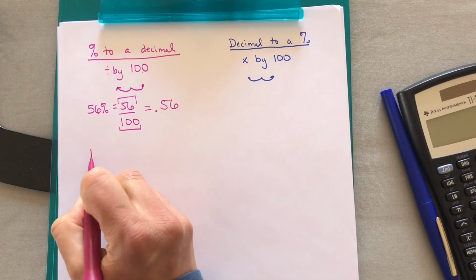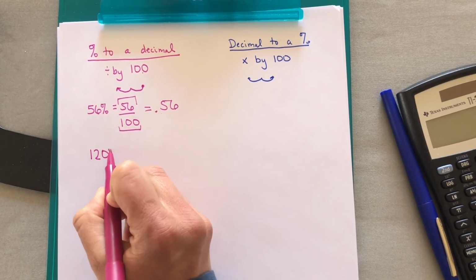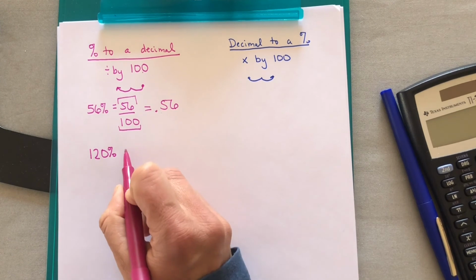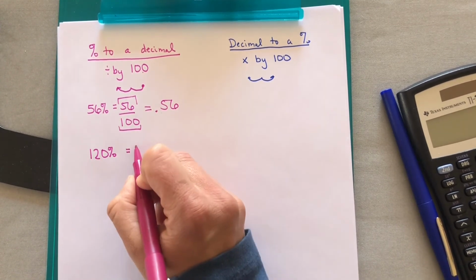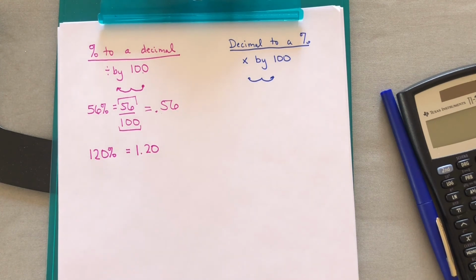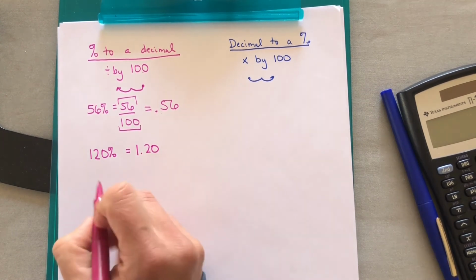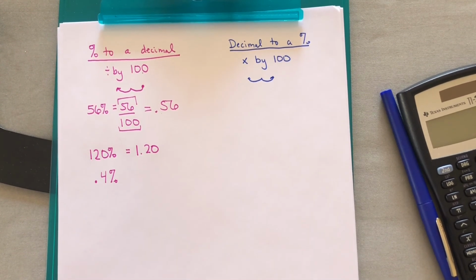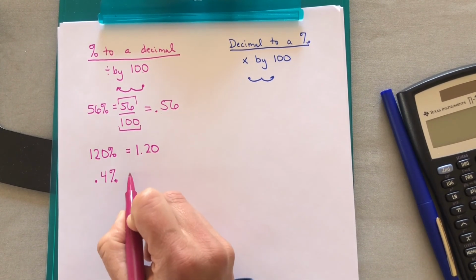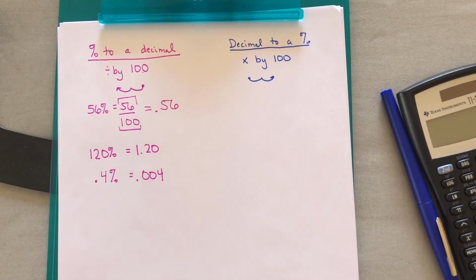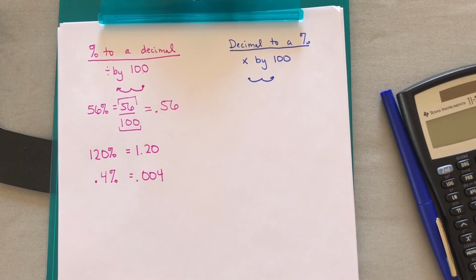This is also the case if we have a percent that is greater than 100. We still follow the rule, dividing by 100. So 120% would be equal to 1.20. Even if we have a percent that is less than 1, so let's say I have 0.4%, I still follow the same rule, dividing by 100, move the decimal 2 places to the left. So that would be equivalent to 4 thousandths.